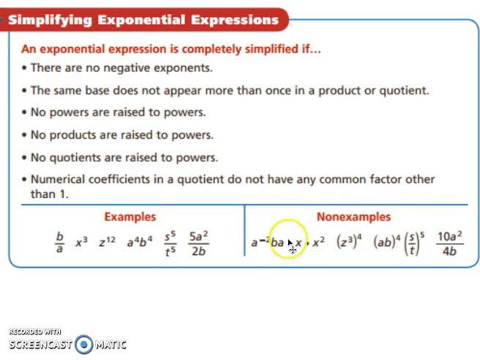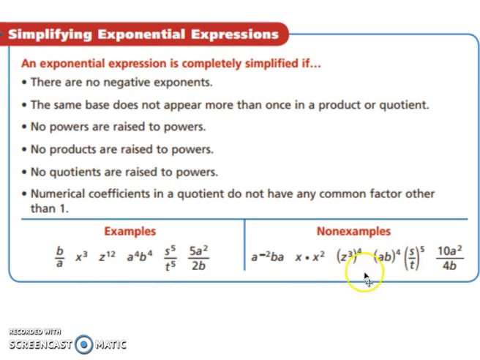These are not examples. a to the negative 2 times b, x times x squared, z to the third, that quantity to the 4th, or you've got a product ab raised to the 4th, or a quotient s divided by t raised to the 5th, or in here, notice how you have 10a squared divided by 4b. Well, they have a common factor other than 1.